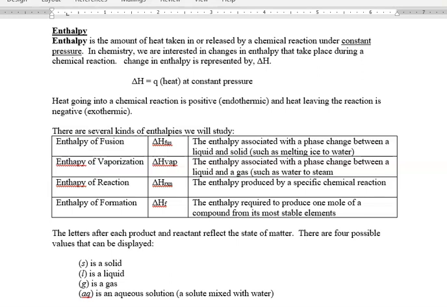And we have a way of measuring heat indirectly by measuring temperature. So enthalpy, the formal definition of enthalpy, is not something you need to really understand other than for our purposes, it simply means heat. Delta H, change in enthalpy, is heat going into or coming out of a chemical reaction. Heat going into a chemical reaction is positive, endothermic, and heat leaving the reaction is negative, exothermic.